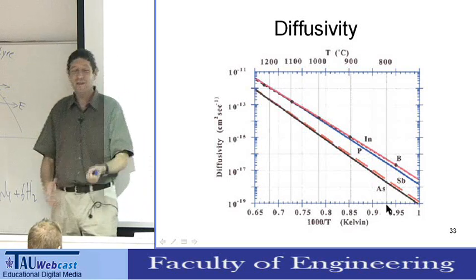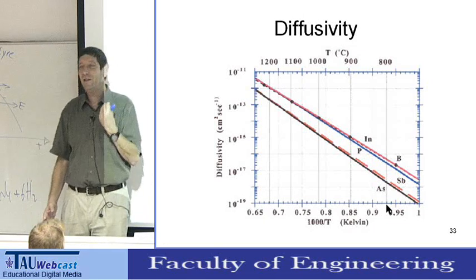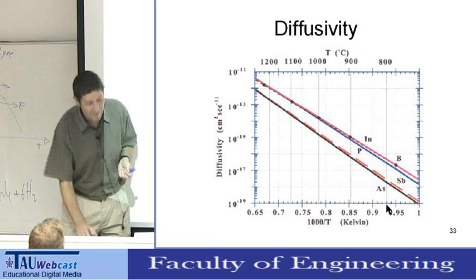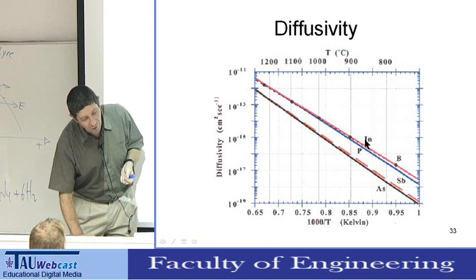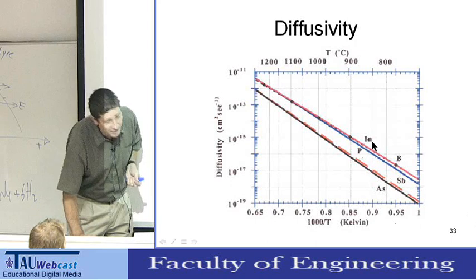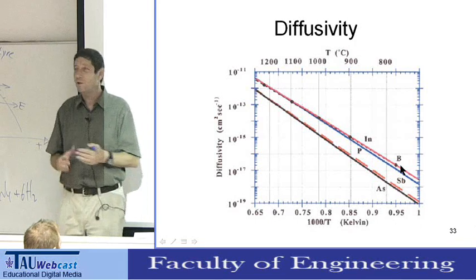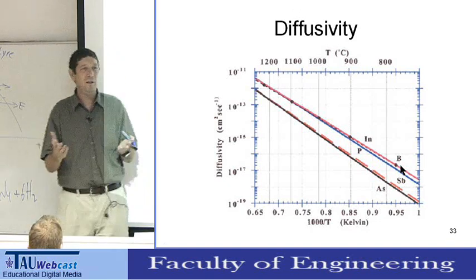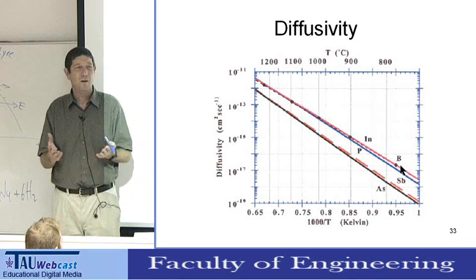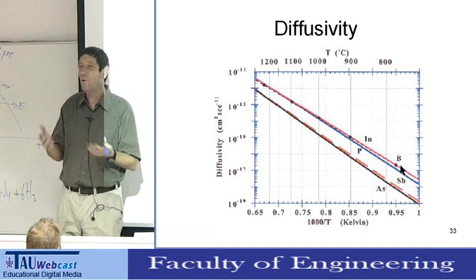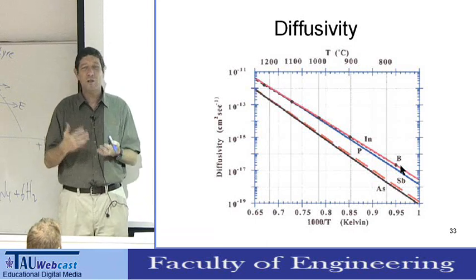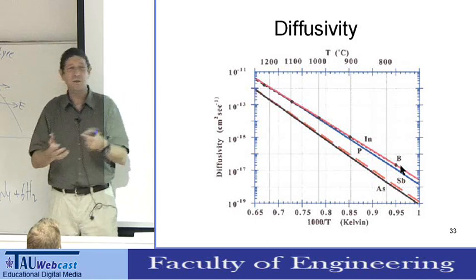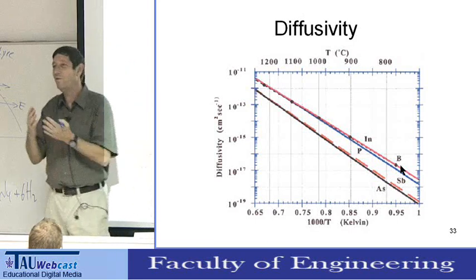Now, if you look at these curves, what can you say about them? They all look alike: arsenic, antimony, phosphorus, indium, and boron. The curves are almost independent of the atoms. And the reason is, the diffusion depends on what? On the concentration of the vacancies. So what determines the diffusivity is not the atoms, it's the concentration of the vacancies.